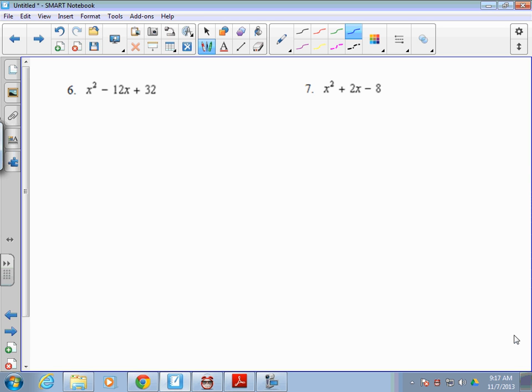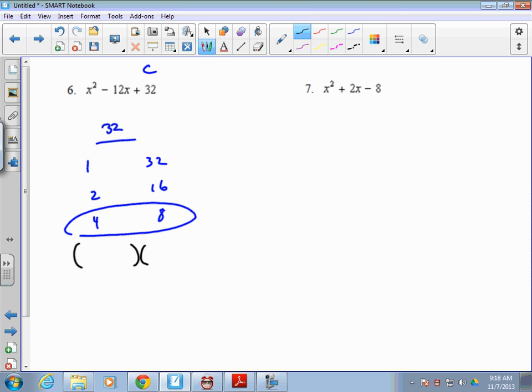Factoring these out. Now we're talking about trinomials. So you need to factor out c. Factoring out c is 1 and 32, 2 and 16. 3 doesn't go into it. 4 times 8. And we don't have to go any farther than that because that's the pair we want. So when you open up two sets of parentheses, x times x, and then 4 and 8.